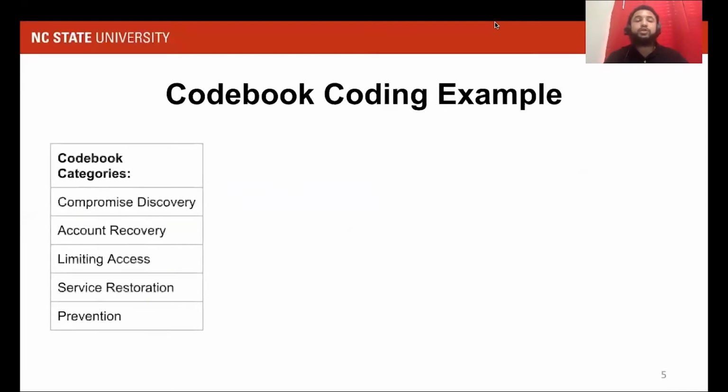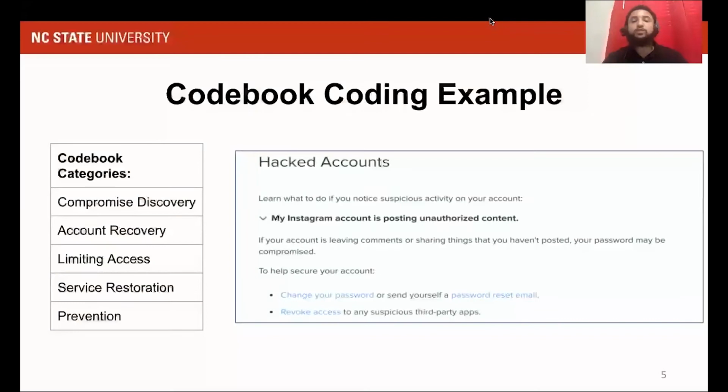Looking to the left, you will see the categories in our codebook. They are compromise discovery, account recovery, limiting access, service restoration, and prevention. These categories reflect the phases for account remediation. Here's a snippet of advice for account remediation from Instagram. Looking at these first 3 lines, they are advising the user to notice any suspicious activity from the account. These lines will be coded under the compromise discovery category.